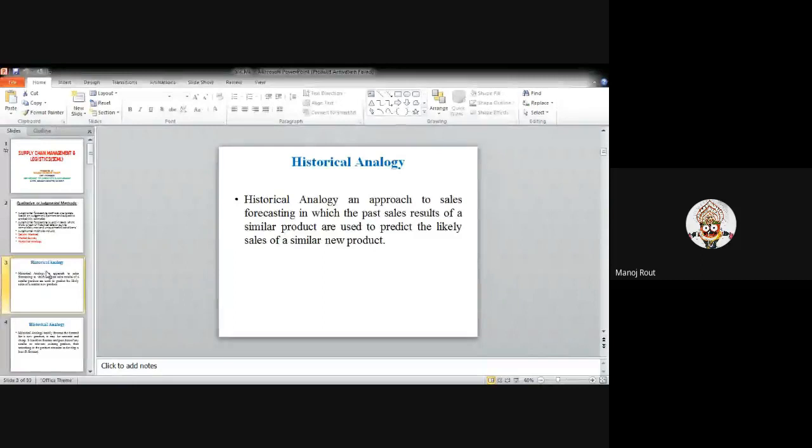Historical analogy is a particular approach to sales forecasting. It is applicable to marketing personnel or sales personnel. It is the basic approach to sales forecasting in which the past sales results of a similar product are used to predict the likely sales of a similar new product. So historical analogy belongs directly to sales forecasting using past sales results. Whenever you are going to launch a new product in the market, you must consider the past sales of similar products. This is the concept behind historical analogies.